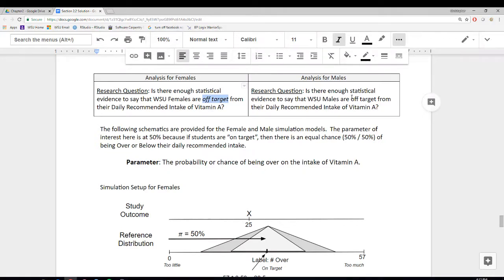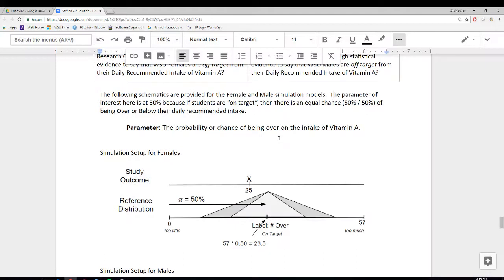And then the similar analysis for the males is simply, is there enough statistical evidence for WSU males of being off target from their daily recommended intake? As we've stated up above, this is going to be a 50-50 scenario again, similar to the helper-hinder example. The parameter value here is the probability or chance of being over on their intake of vitamin A.